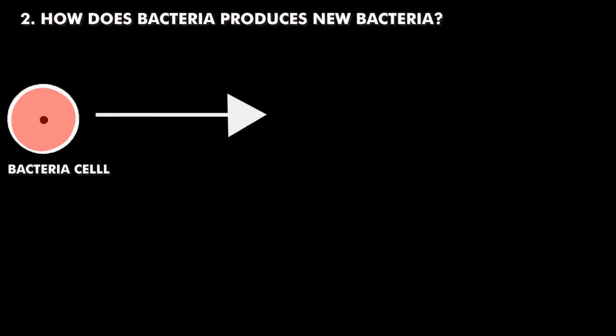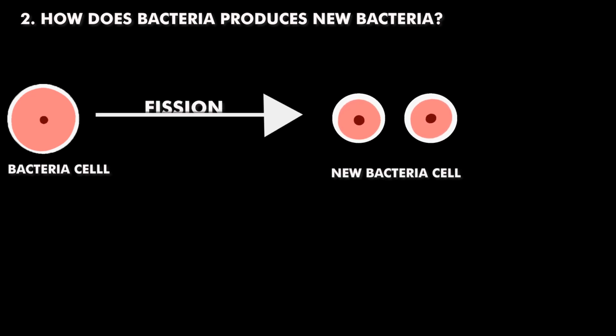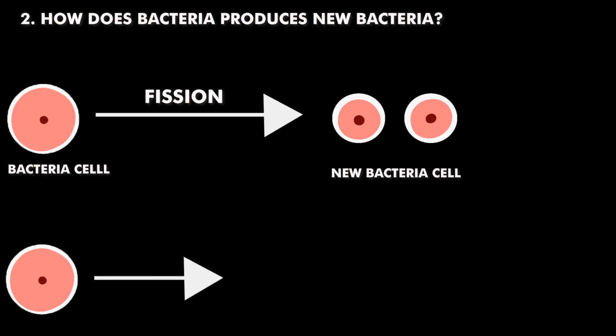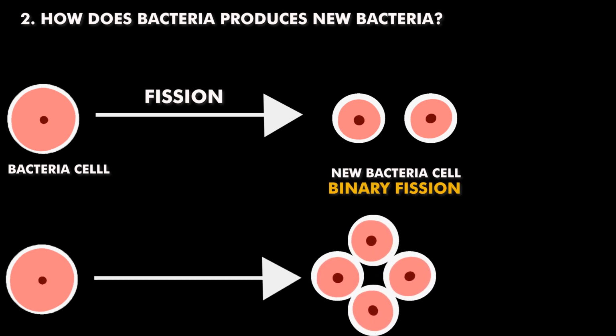Question 2. How does a bacteria produce new bacteria? New bacteria cells are produced by a process called fission. In this process, a bacteria divides into 2 or more new cells. When it divides into 2 cells, it is called binary fission, and when multiple cells are formed, it is called multiple fission.